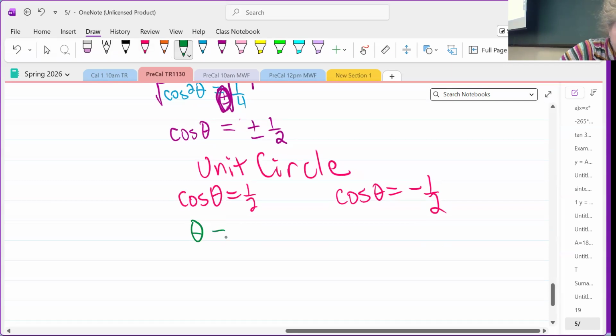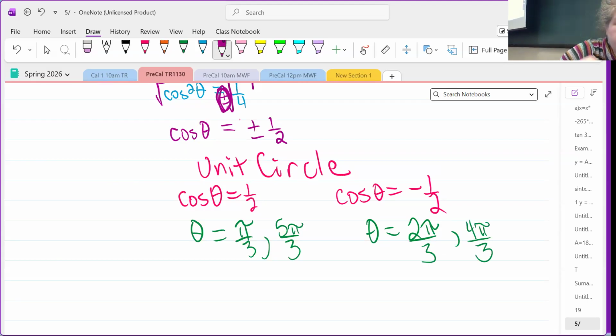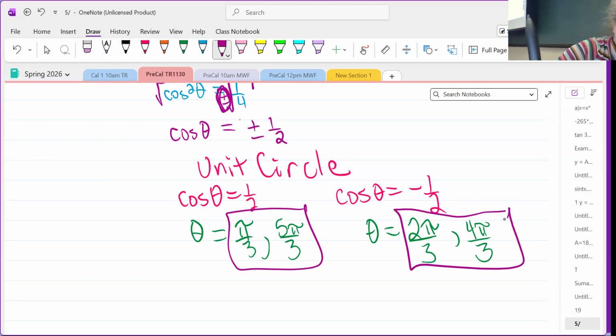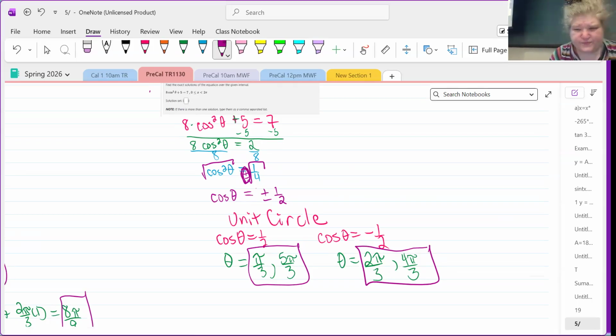Now, all the angles are going to have the same denominator because we're supposed to answer in radians. So let's see, cosine is 1/2 at pi over 3. And then cosine is positive in quadrant 4, so this other angle would be 5 pi over 3. And then cosine is negative 1/2 at the other two over 3 angles, which are 2 pi over 3 and 4 pi over 3. So all 4 of those are the answer, and you should just be able to type them in any order.